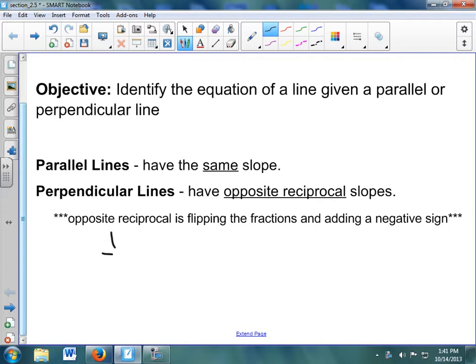So if I had negative 1/2, the opposite reciprocal is first you flip it, then you add a negative. So if the slope was negative 3/4, and I wanted the opposite reciprocal, first I flip it, then I add a negative. Two negatives become positive.